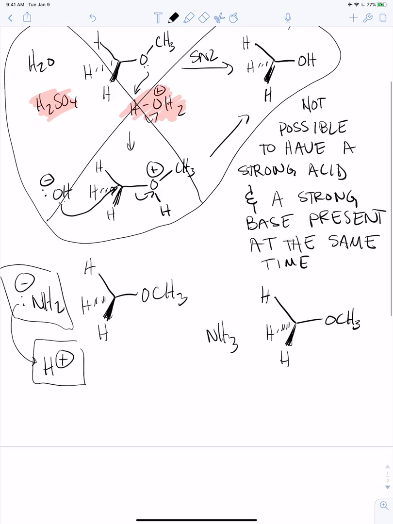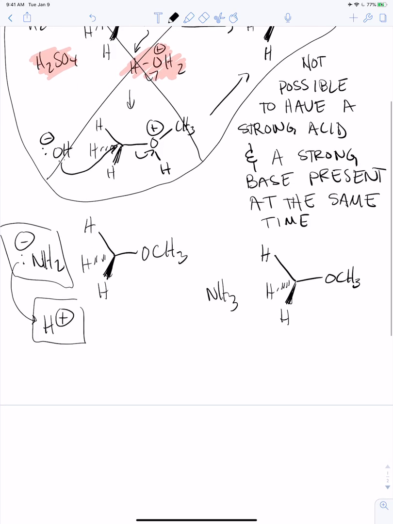So hopefully some of that sticks. If you have a strong base, you can't add acid in to make the leaving group good. That's the basic thing. So what nucleophiles are not strong bases pretty much tells you which ones you can use this acid strategy for.